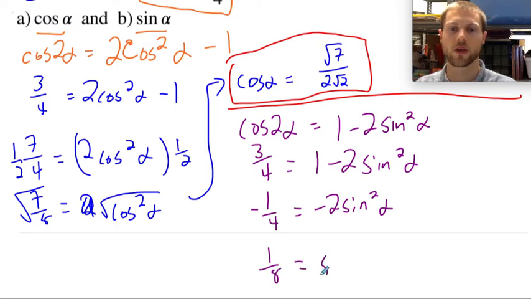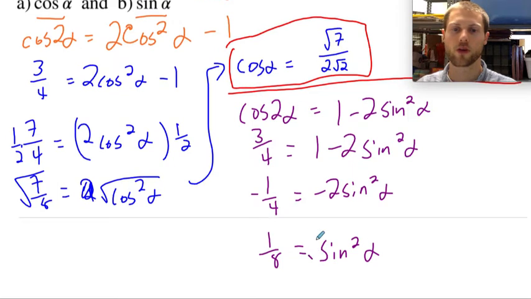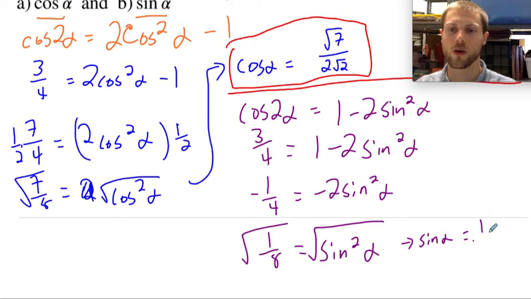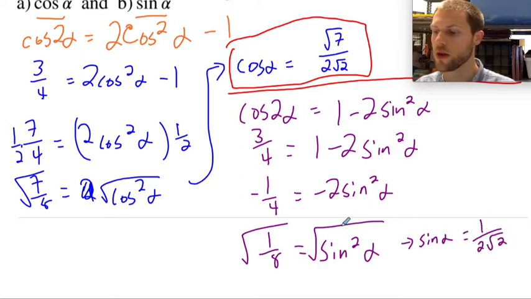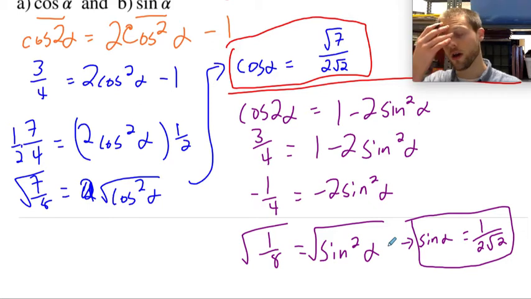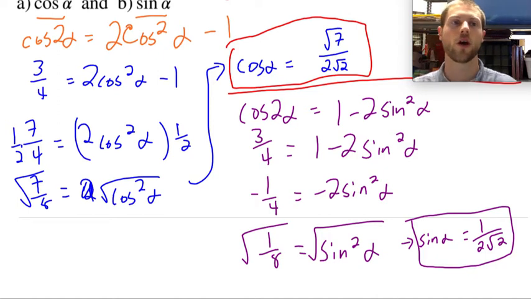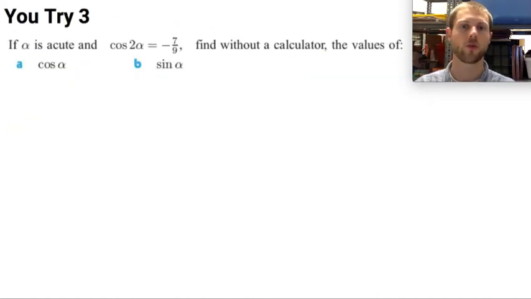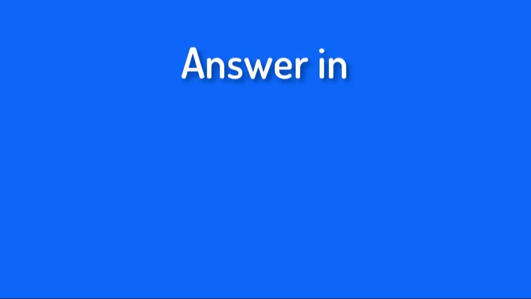1/8 equals sine squared of alpha. I'll take the square root of both sides. So that means that the sine of alpha is going to equal 1 over 2 root 2. And again, alpha is acute, so this is going to be a positive sine value, and there I've done it. So using those different trig identities to find my cosine of alpha, a different trig identity to find the sine of alpha. Why don't you try this example, very similar, pause the video, give this one a shot.